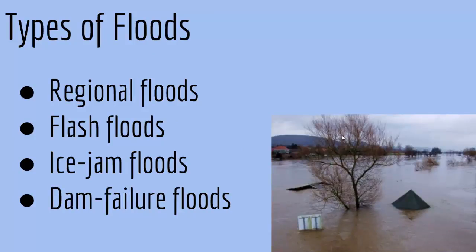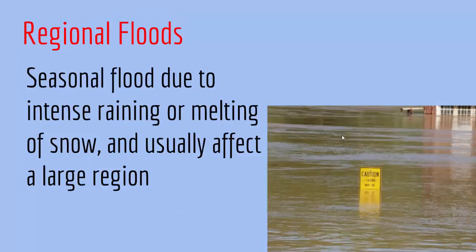Well, we have regional floods, flash floods, ice jam floods, and dam failure floods. So let's look at each of these in more detail. The first one, regional flood. This flood is seasonal and it's due to intense raining or melting of snow and usually affects a large region.